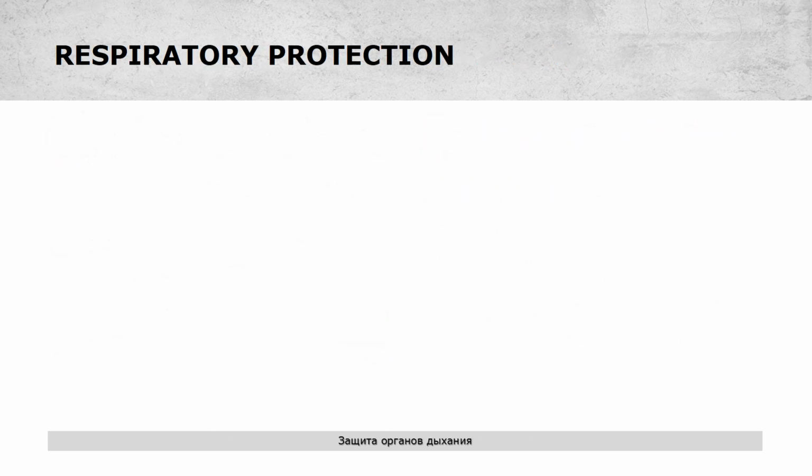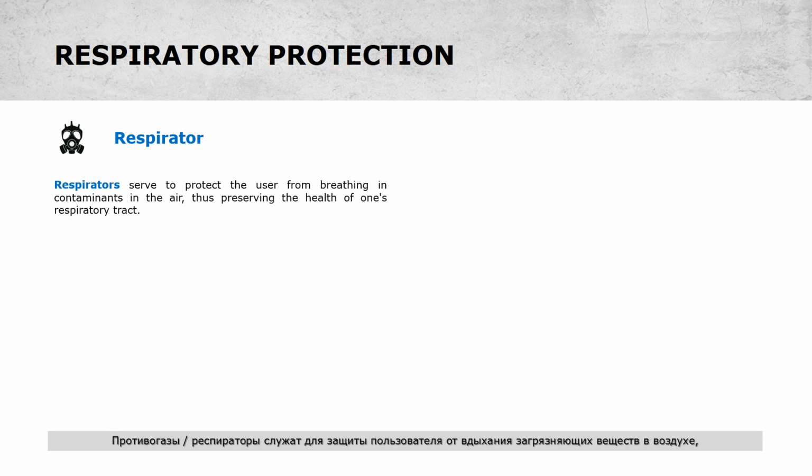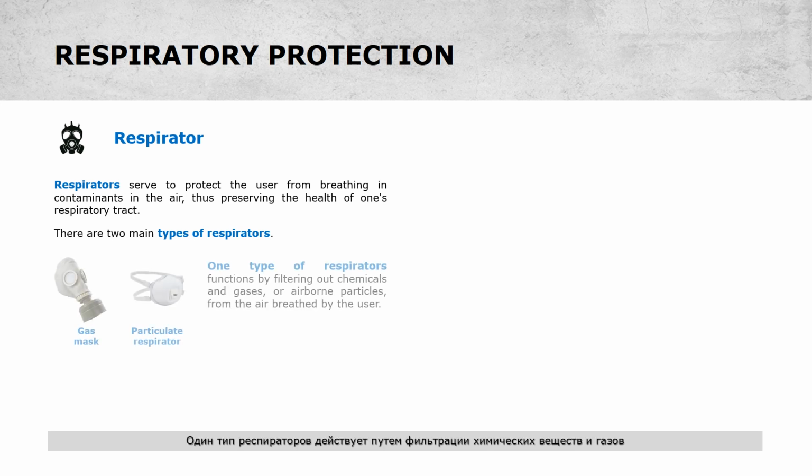Respiratory protection. Respirator. Respirators serve to protect the user from breathing in contaminants in the air, thus preserving the health of one's respiratory tract. There are two main types of respirators. One type of respirators functions by filtering out chemicals and gases, or airborne particles, from the air breathed by the user.